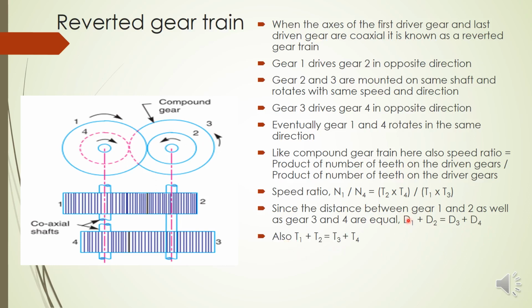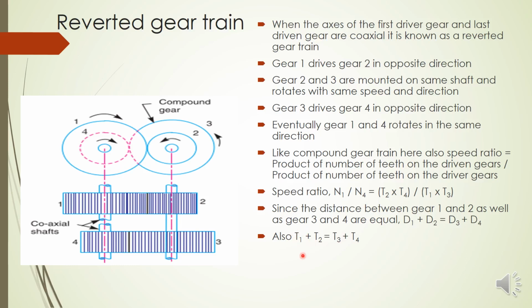So that means when the diameter is, we can write like this, and their pitch will be the same because they are meshing with each other. 1 and 2 are meshed together, which means their pitch must be the same. Similarly, 3 and 4 mesh, so their pitch must be the same. So we can write this also: T1 plus T2 equals T3 plus T4.